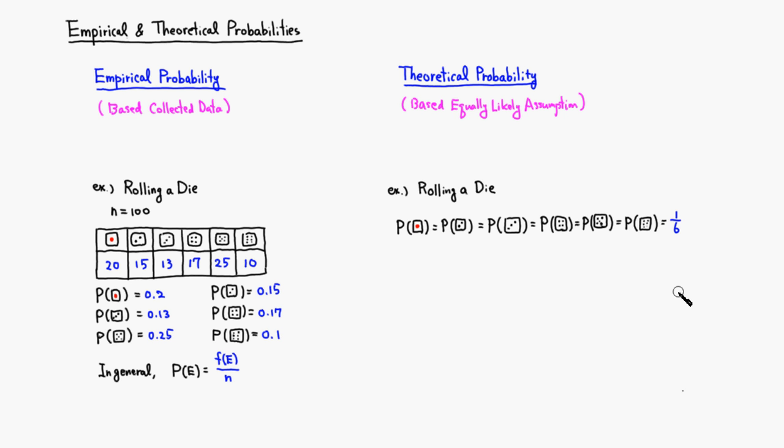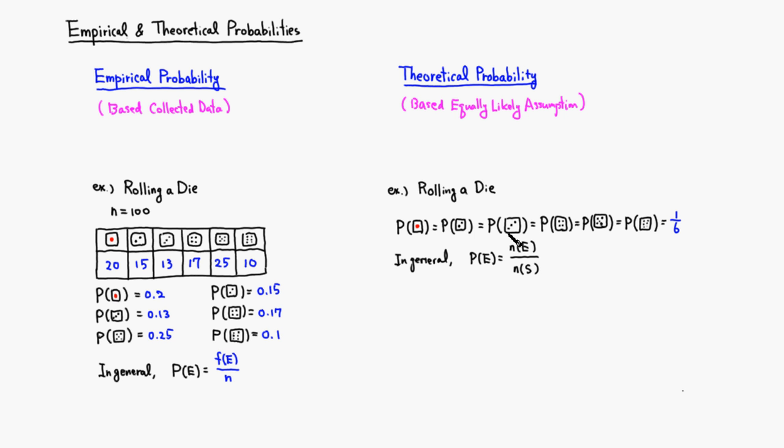So in general, maybe I should write that. In general, the probability of an event can be easily found by taking the number of outcomes in the event E divided by the number of outcomes in the sample space. That will give you the probability of an event E in theoretical probability.